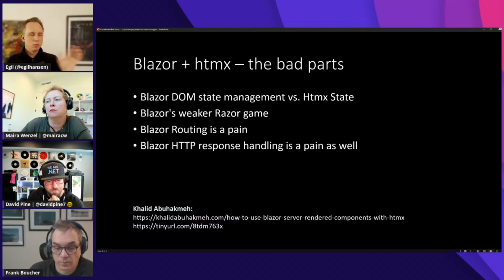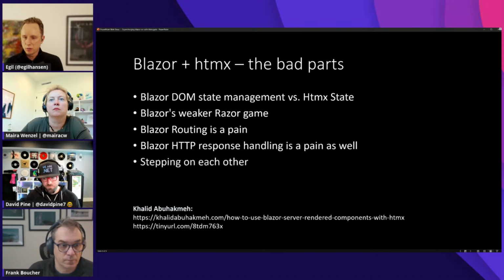There's no built-in way of saying, well, return this markup, but also set these headers and return with this status code instead of the normal 200 status code. So some of those things are not really built into Blazor out of the box. And yeah, they can be sort of fighting each other, HTMX and Blazor.